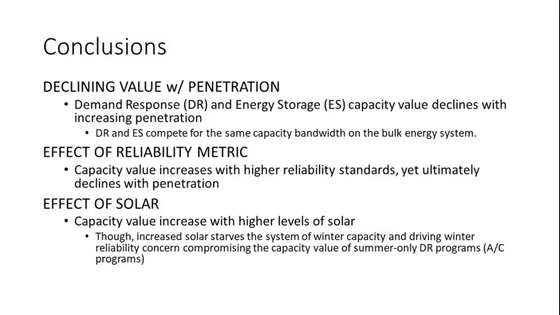Though a quick warning here, increased solar starves the system of winter capacity and drives winter reliability concern, which compromises capacity value of summer-only DR programs, particularly residential air conditioning targeted DR. So it's great that a lot of solar means that you can pair that with these types of energy limited resources, though some of those energy limited resources that have typically been used are summer only, and that program starts to weaken as you have reliability concerns scattered across all 12 months, or really, I would say, across up to 7 months, at least for the Xcel Energy Colorado system.